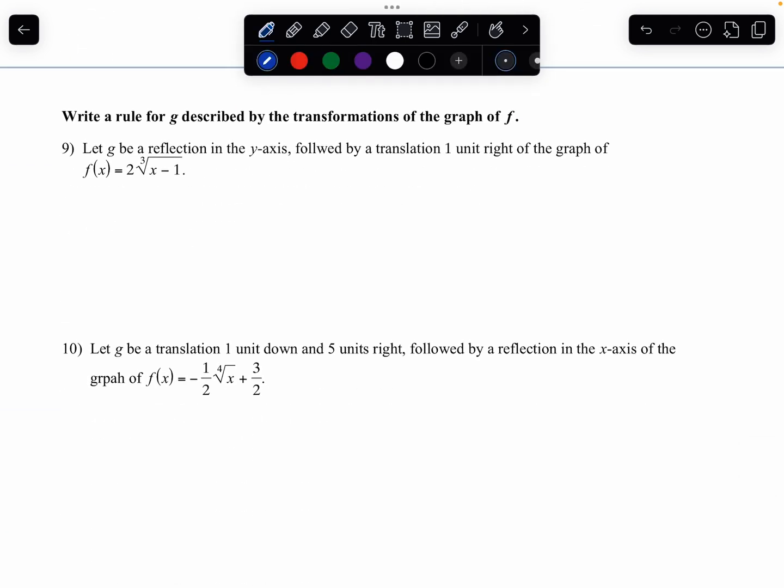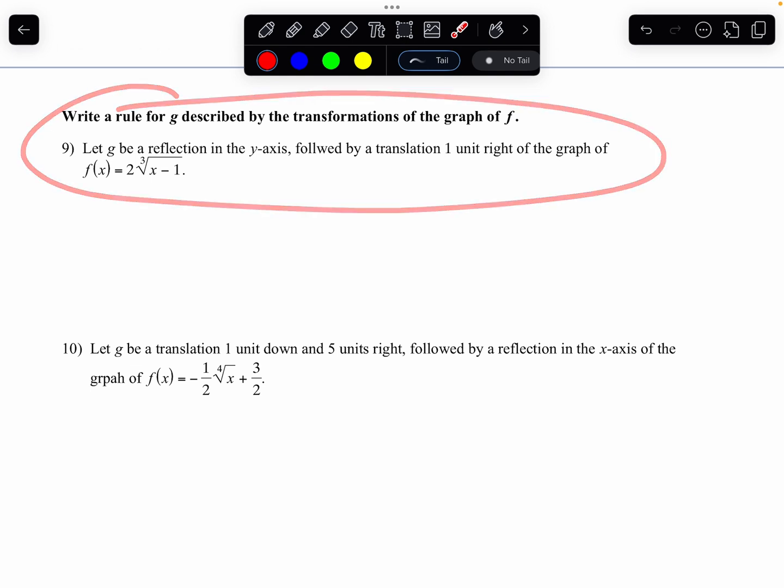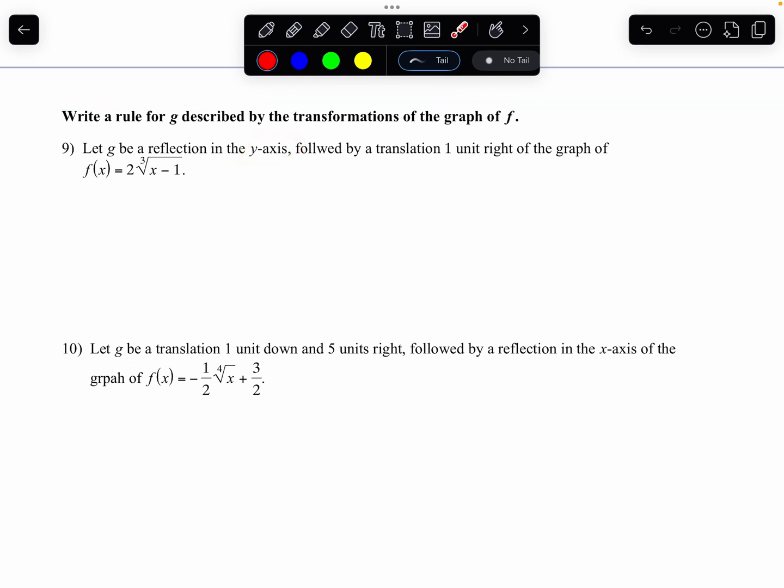Moving on. So we're going to be writing rules. So let g be a reflection in the y-axis. So that's the first thing that we're going to be doing. So g of x is going to be equal to 2 cube root negative x minus 1. So I'm replacing that x there with the negative. Okay, and then followed by translation 1 unit to the right. So if I do 1 unit to the right, that's going to be x minus 1. So I'm subtracting 1 from just the x.